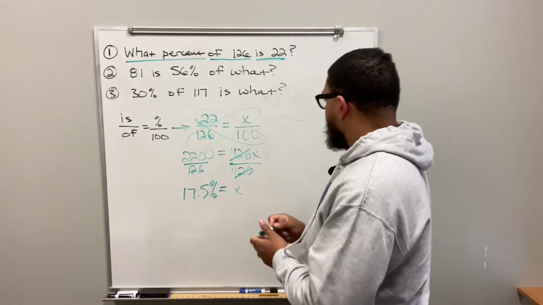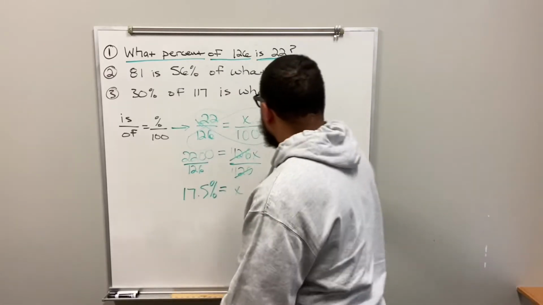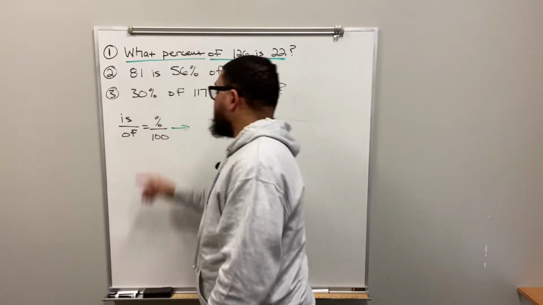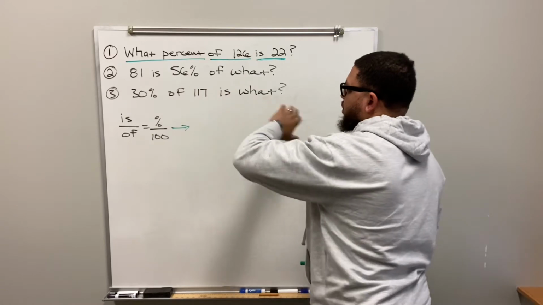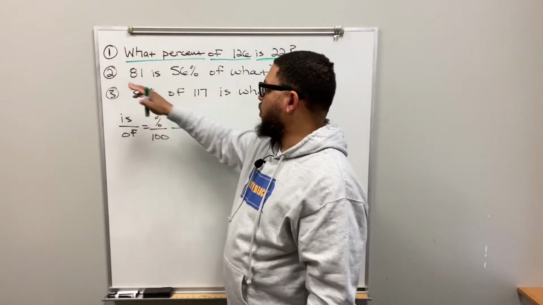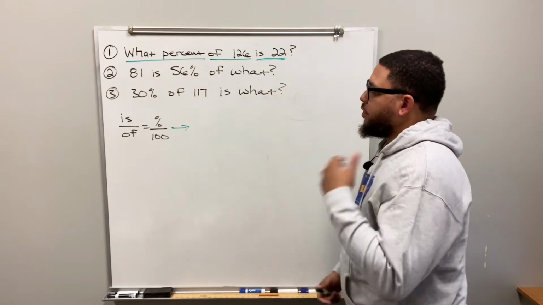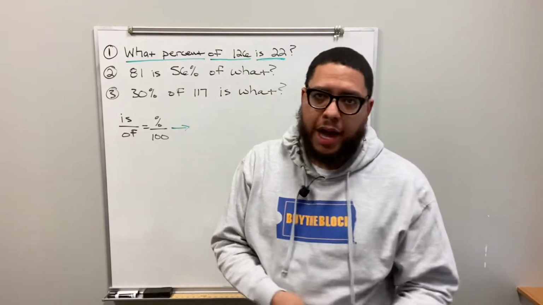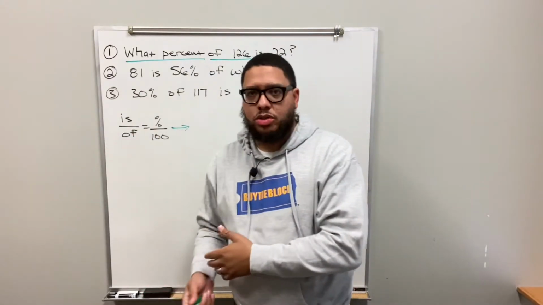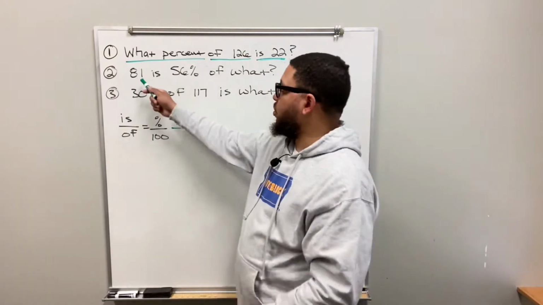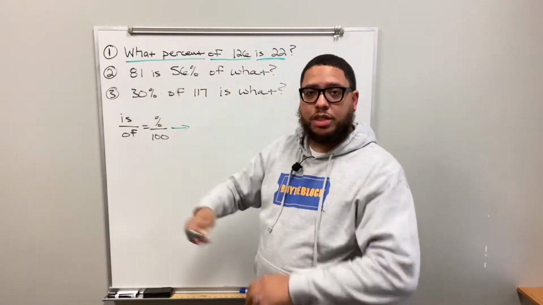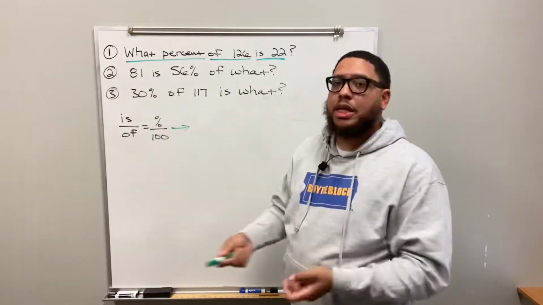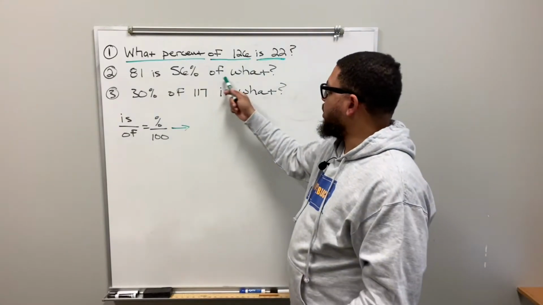Okay, now let me erase this, and we look at number two. 81 is 56% of what? So let's say we have 81 people, and we know that that's 56% of some amount, right? So 81 people do a certain thing out of a larger amount of people, okay? You know 81 of them do a certain thing, and you also know that 81 represents 56% of that whole group, and the whole group is 100%, right? But we want to know how many people are in that whole group. So that's why it says of what.